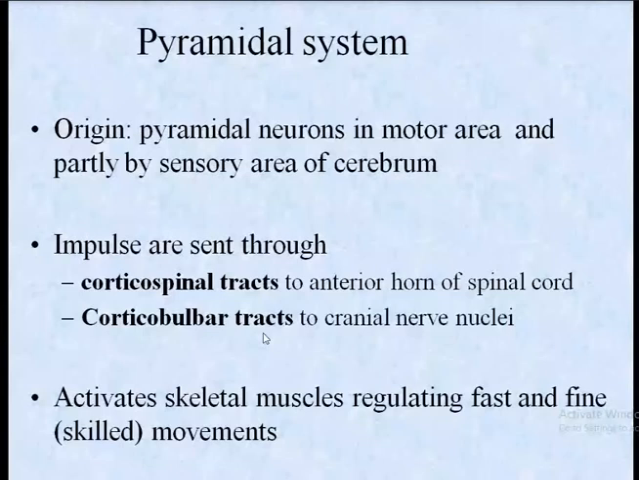Then the function of this pyramidal system is, as we have already mentioned, that it is the motor system or voluntary controlling system. Okay, so it activates skeletal muscle, regulating fast and fine movement, both fast and fine movement. Okay, crude and fine movements, both of them are controlled by this. All the voluntary movements are controlled by this pyramidal system, the corticospinal tract.